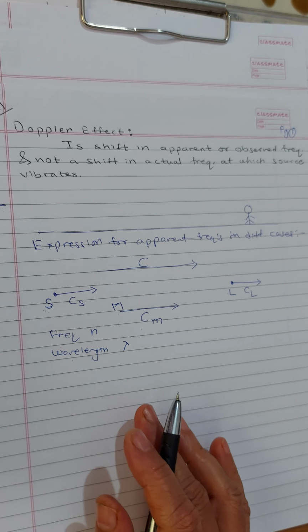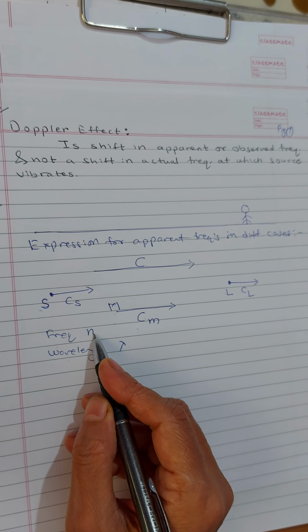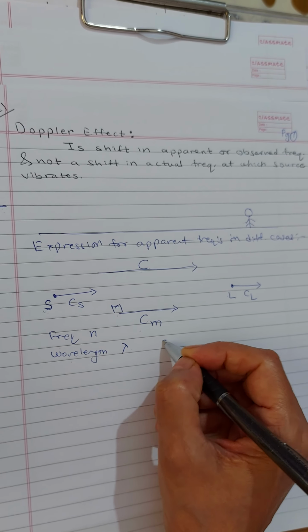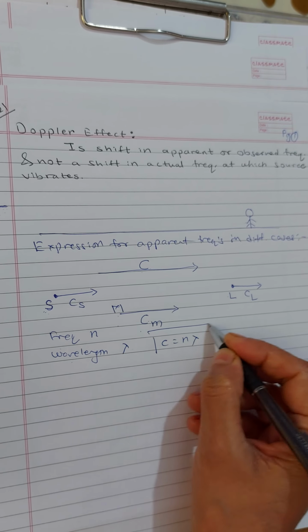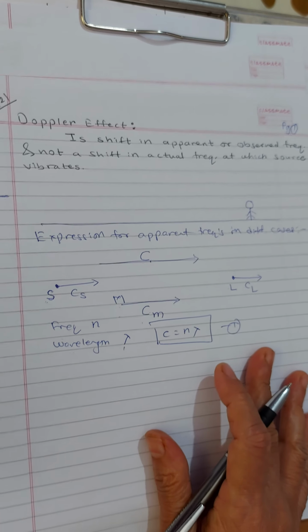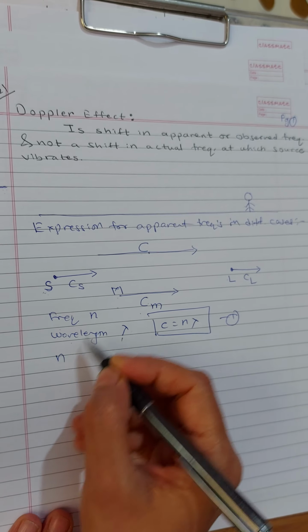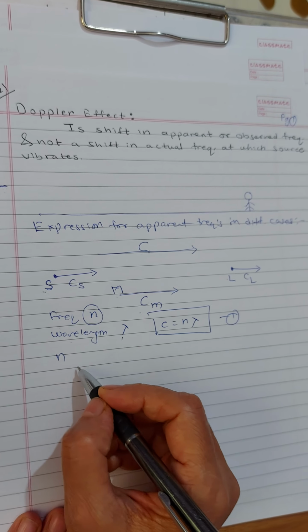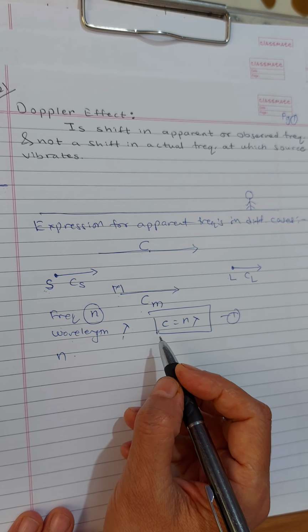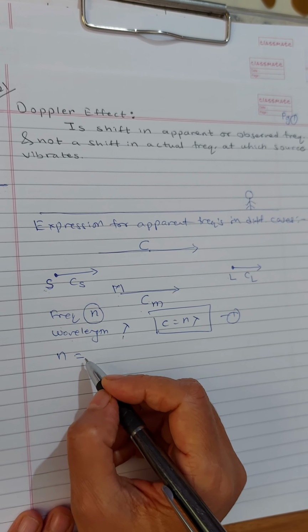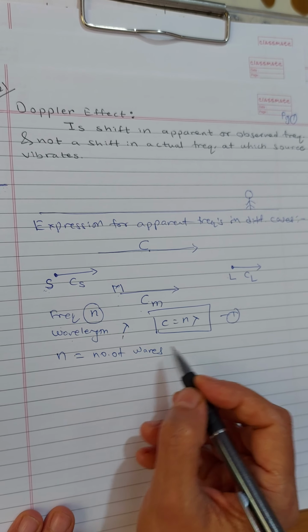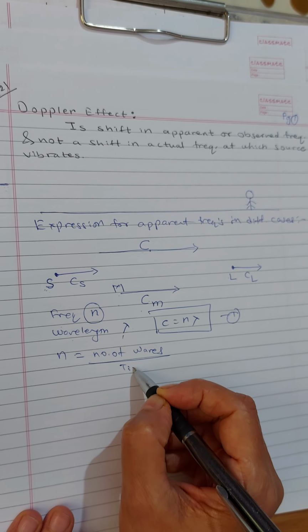So what we can say first, the relation between frequency n, wavelength lambda, and velocity of sound is given by c = n lambda. So this is my c, this is my n, this is my lambda, this is my expression number 1. Now what can I say? That the frequency n represents the number of waves emitted by the source per unit time. So n represents number of waves emitted by the source per unit time.